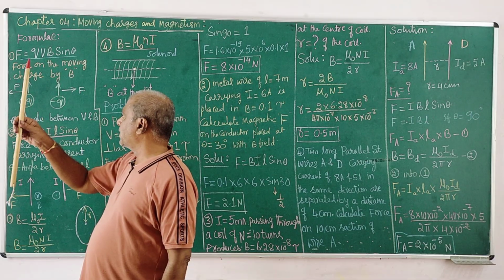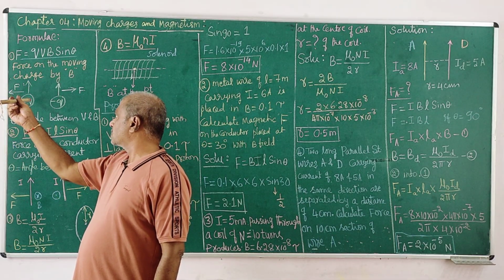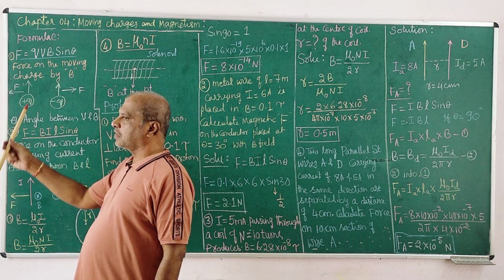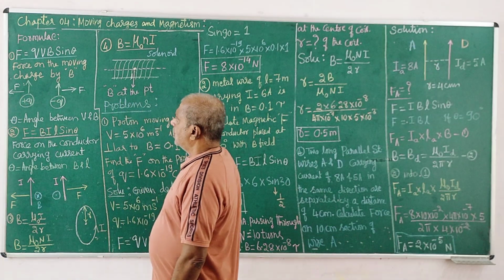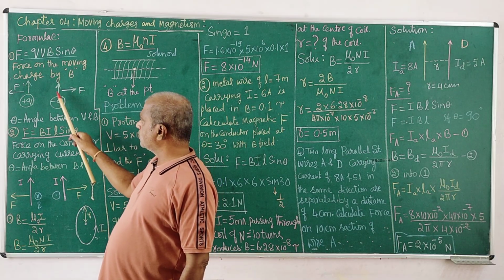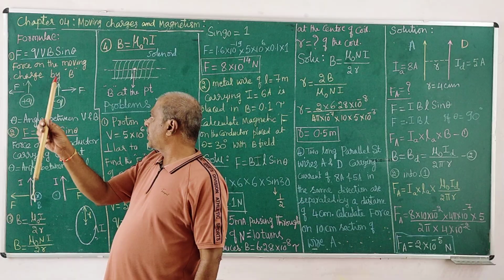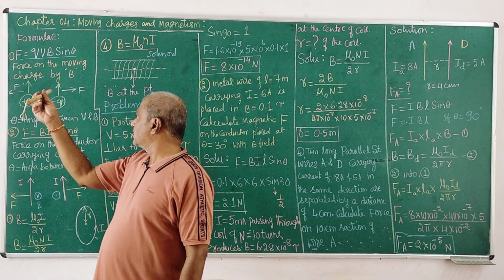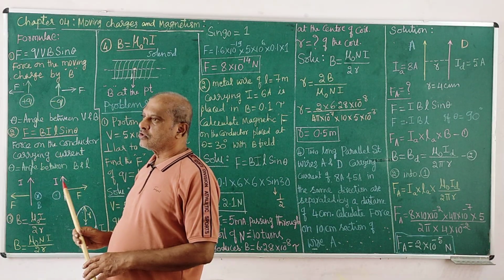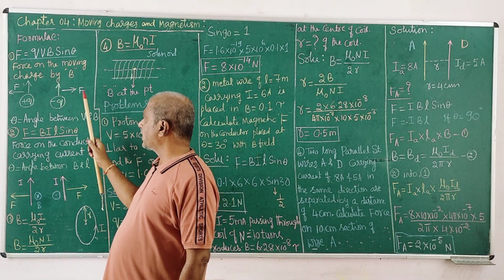When you apply a magnetic field on this moving charge, if it is a positive charge. If the charge is negative, it is moving in the same direction. If you apply the magnetic field in the same direction like this, the force operates in the opposite direction.